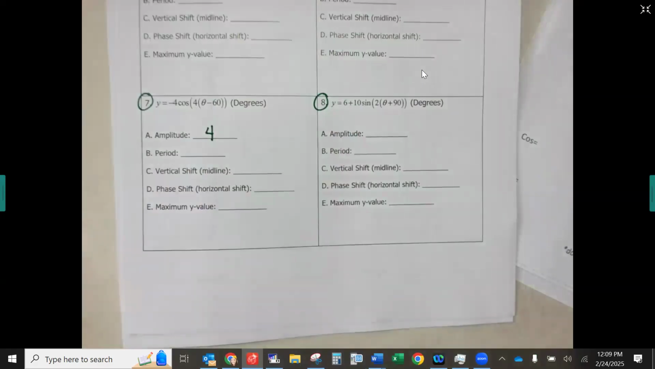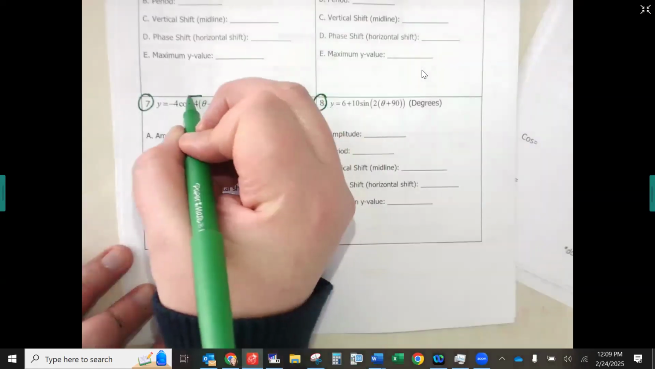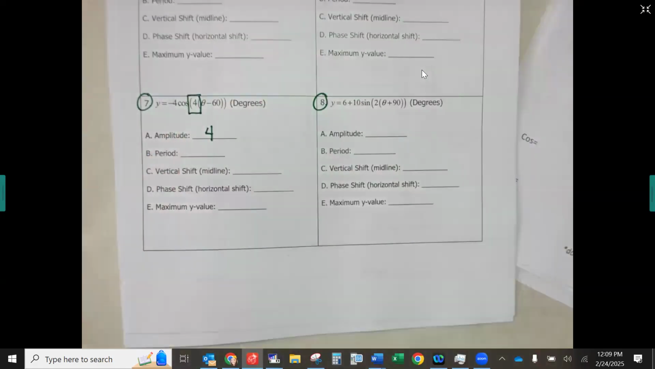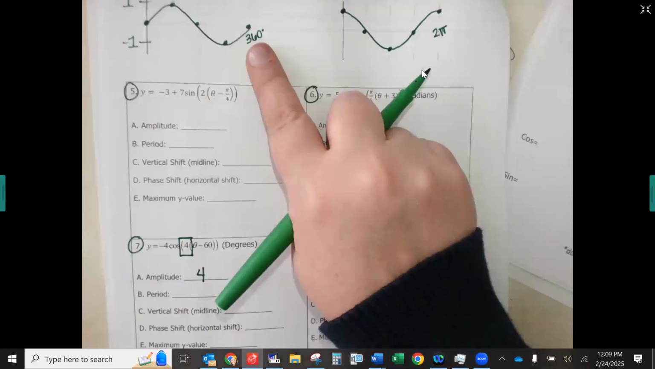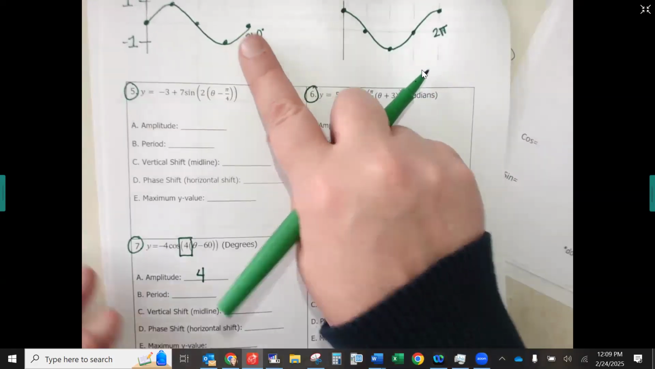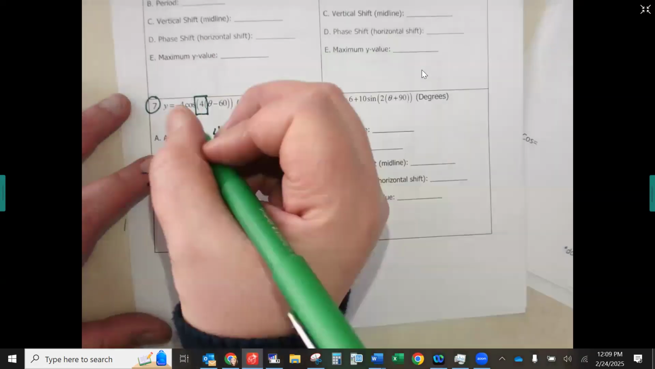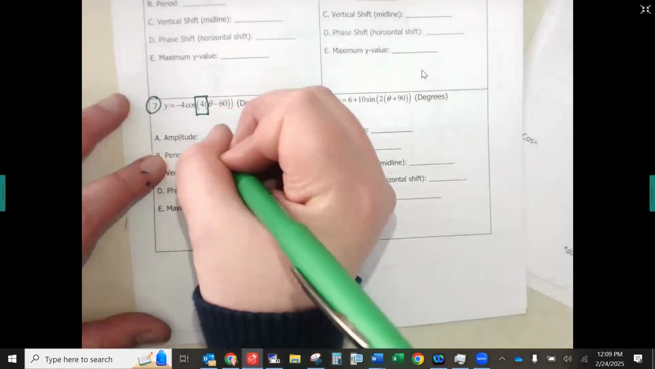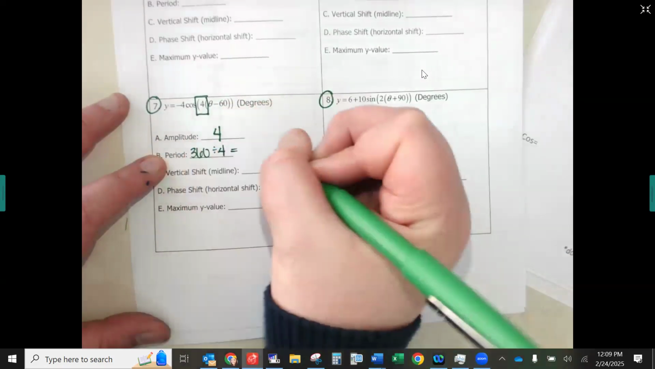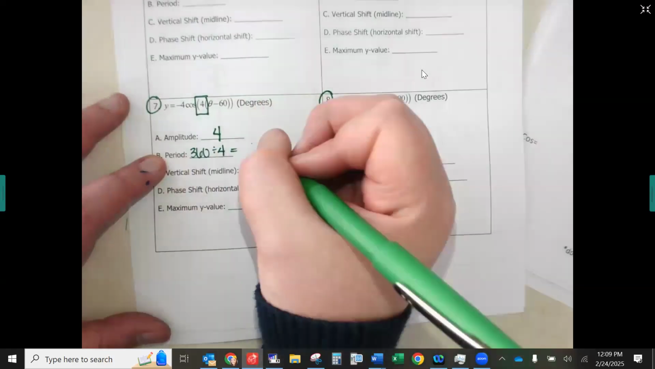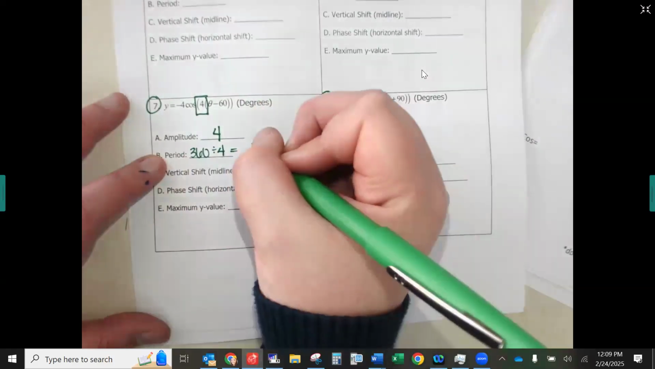Okay, which number controls the period? Yeah, the little squishy 4, right? Now, it's squished between the parentheses. They say times by 4. What do we really do? Divide by 4. What do we divide by 4? What's the original period? 360. So 360 divided by 4 means that my new period is going to be what? 90. Very good.